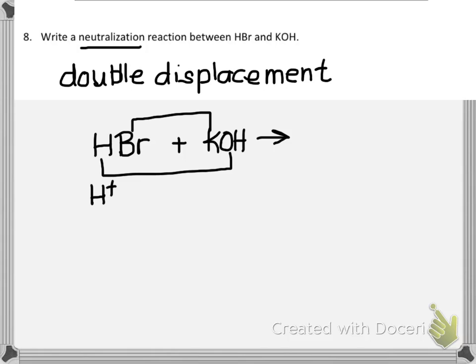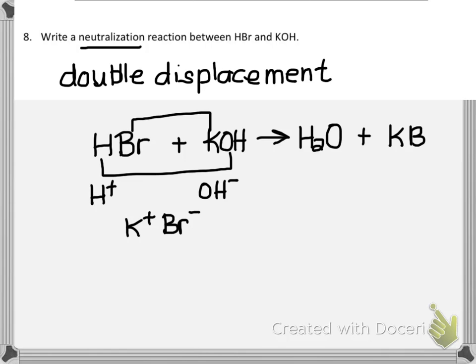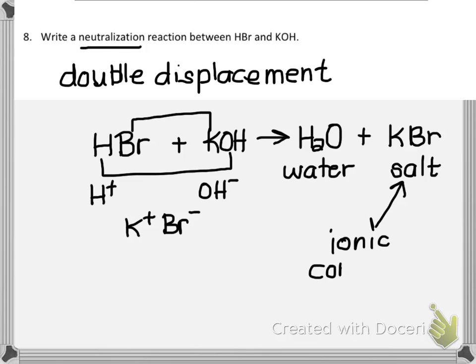So this is H plus and OH minus, which makes water. Acids and bases will neutralize each other, and one of the products is always water. And then K plus goes with Br minus. A plus and a minus will cancel each other, so this is just KBr. And so it's a double displacement reaction where one of the products is water and the other product is an ionic compound, which is also known as a salt. So in this chapter, if you see the word salt, it's referring to an ionic compound that is formed between the reaction of an acid and a base.